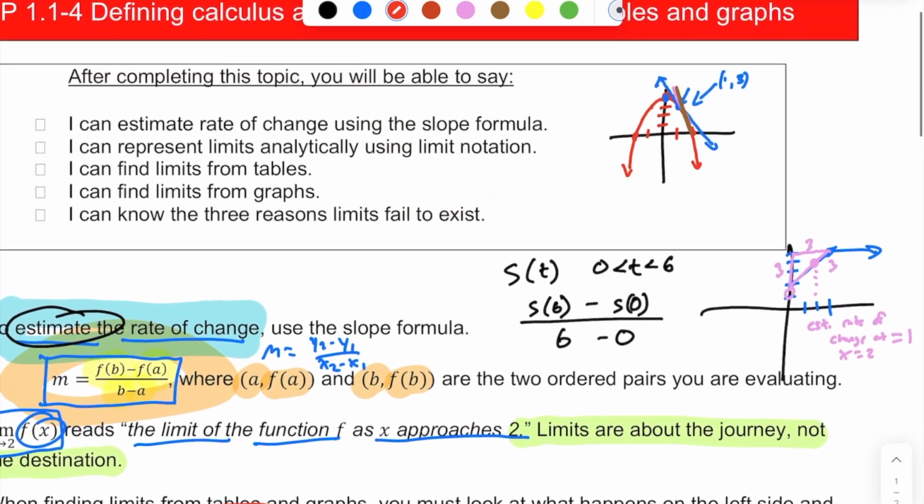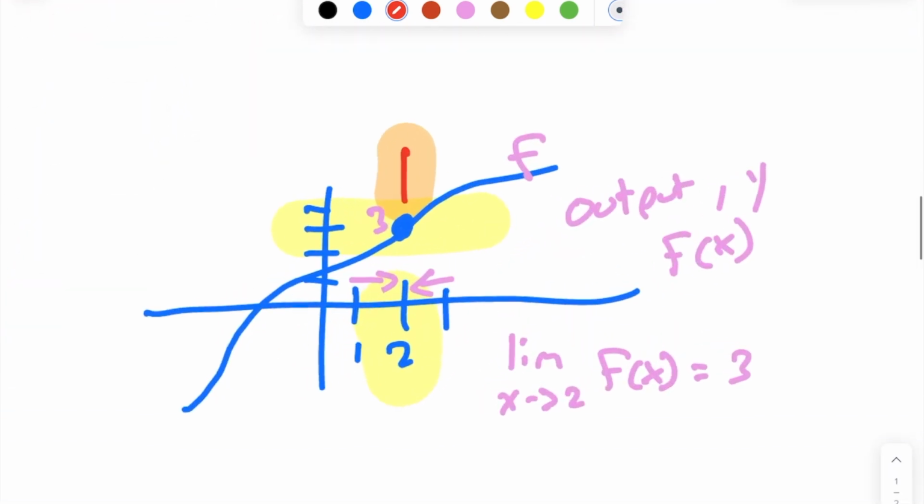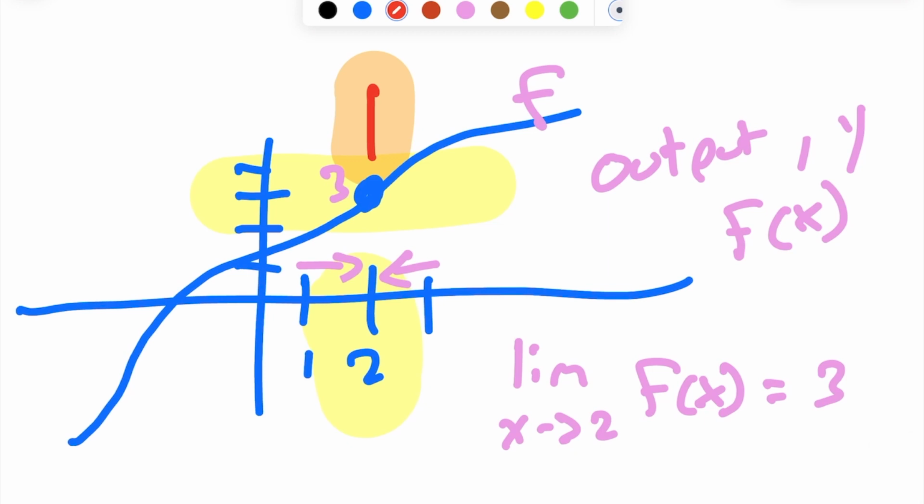So for instance, go back to this picture that I drew. Not too crazy, not too weird, but from the left side, as we approach 2 here in red, getting closer and closer to 2, we are coming up to the number 3. And from the right side, as we come back to the number 2, we are coming down to the number 3. So the left side and the right side both are approaching the number 3. Therefore, the limit exists. However, that doesn't always happen.